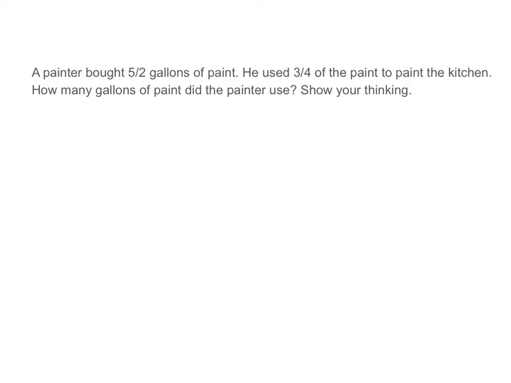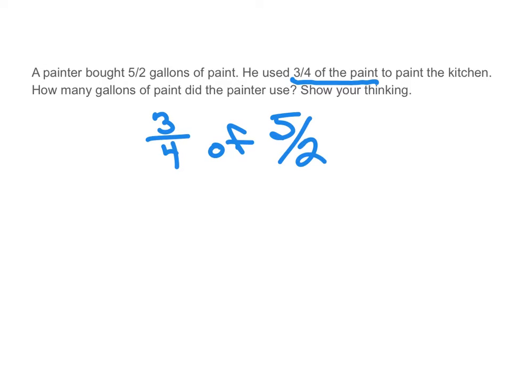A painter bought 5 half-gallons of paint. He used 3/4 of the paint to paint the kitchen. How many gallons of paint did the painter use? I like this clue right here. He used 3/4 of the paint. So we can think of it as, what is 3/4 of 5 halves? So we know that this is a multiplication problem with that clue.